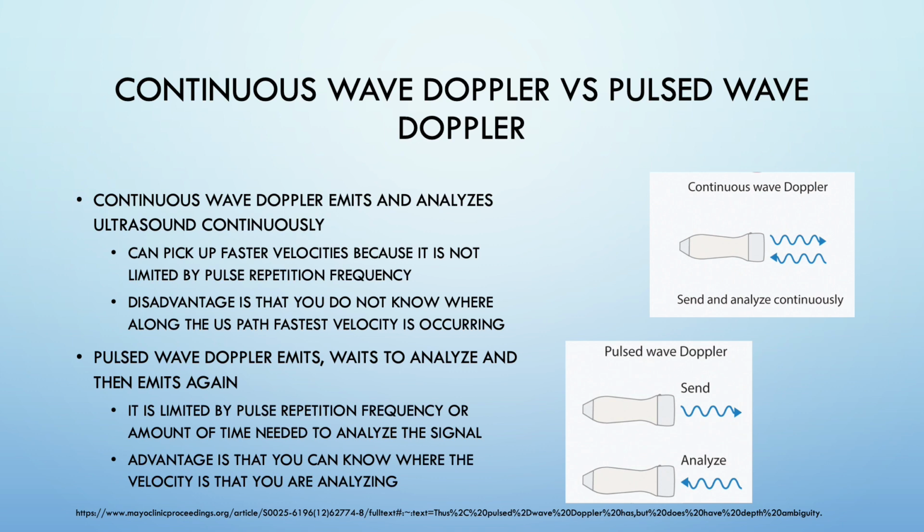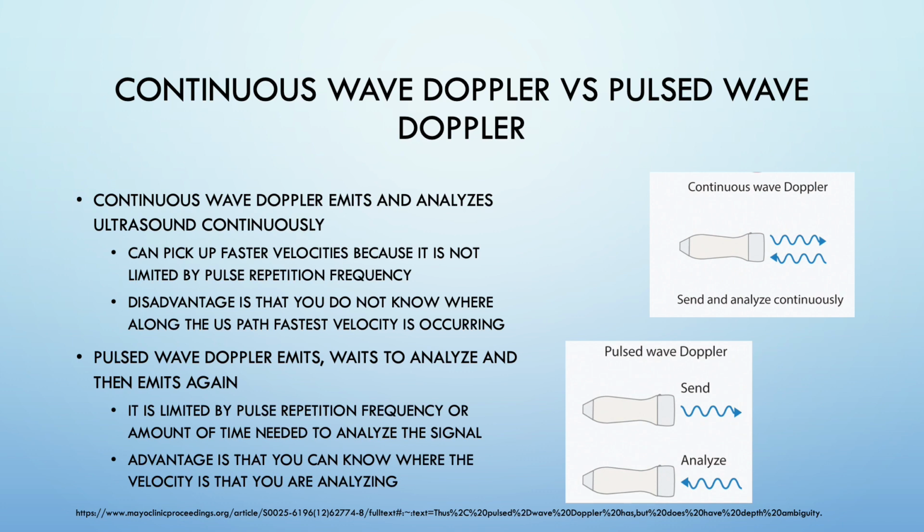Now, a disadvantage of that is that since the ultrasound probe is sending out ultrasound continuously along a straight line, it's impossible to know where the fastest velocity is occurring. Generally we can assume that this is in a stenotic area, but that's not always the case based on the imaging. So the one disadvantage, as I said, is that you can't tell where along the ultrasound path the fastest velocity is occurring.